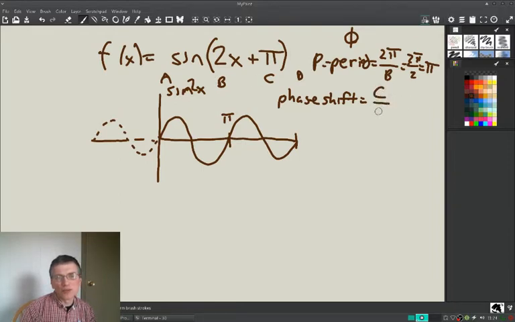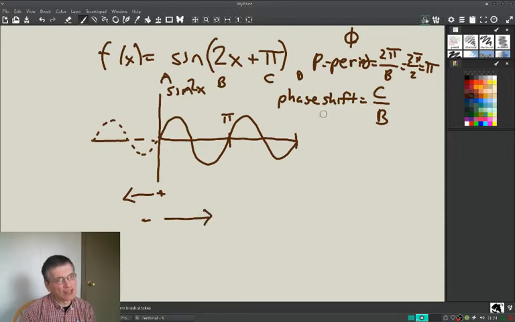Phase shift is C over B. I kind of want to put a negative sign here, but we'll just deal with that in a second. If this is positive, then it's shifted that way. If the phase shift is negative, it's shifted that way. There's two ways to say that. I could put the negative sign on the phase shift and say that this is negative that, or we could just say that it's shifted that way. In this case, the phase shift is C over B, which is pi over 2.